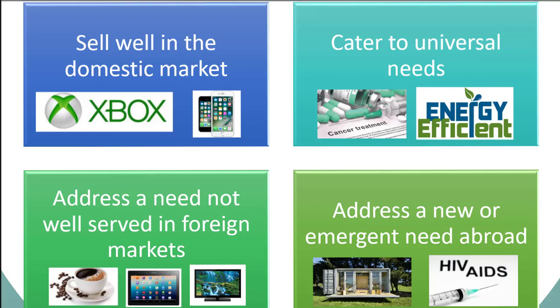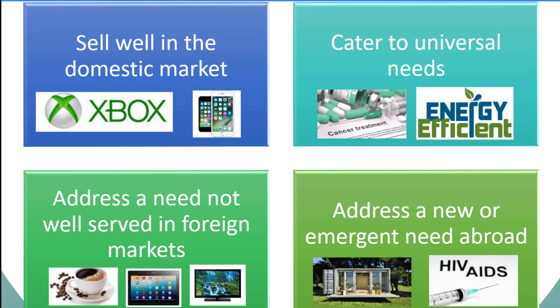Secondly, this kind of product or services usually caters to universal needs. For example, buyers worldwide demand personal care products, medical devices, and banking services, such as cancer drugs, energy-efficient refrigerators and kitchen appliances, and so on and so forth.